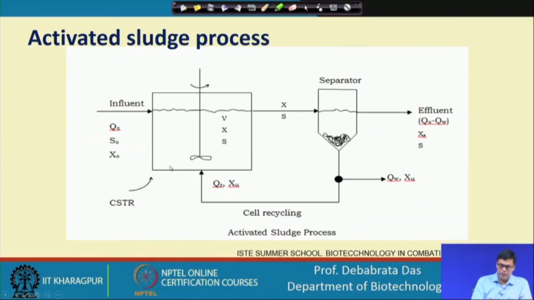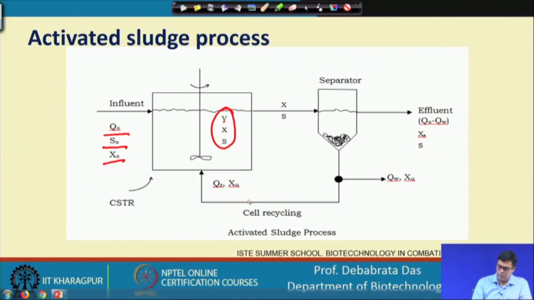And these are the different parameters we have mentioned here. Q0 is the volumetric flow rate. S0 is the biodegradable organic matter concentration. X0 is the initial cell mass concentration. V is the volume of the reactor, the liquid volume of the reactor. X is the cell mass concentration under steady state condition.